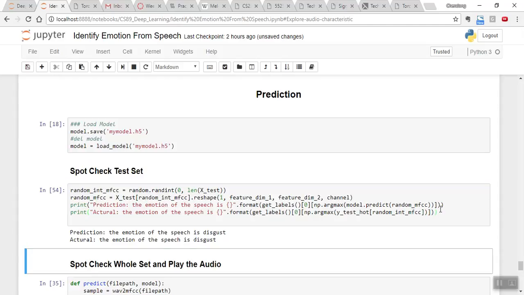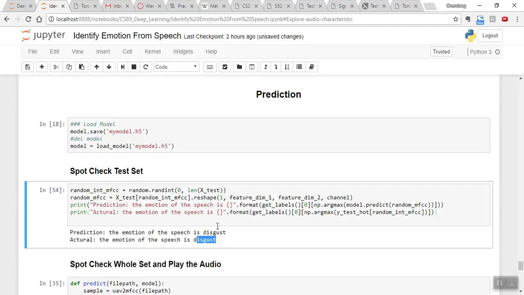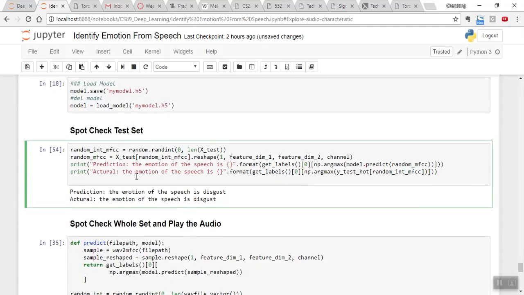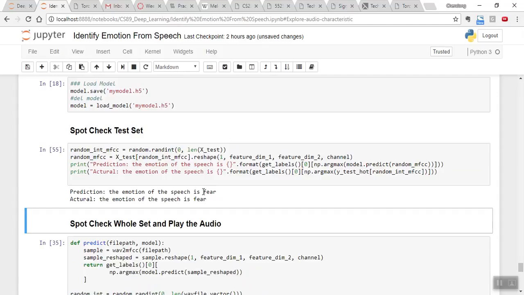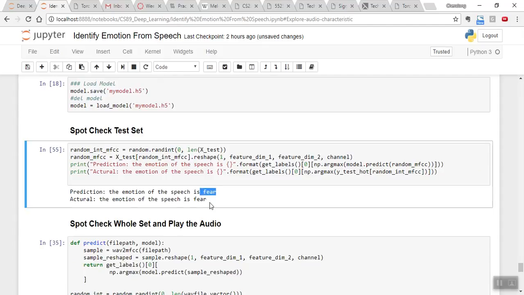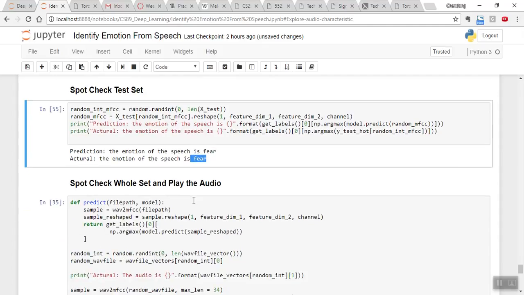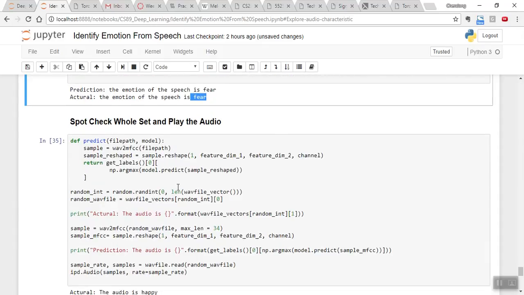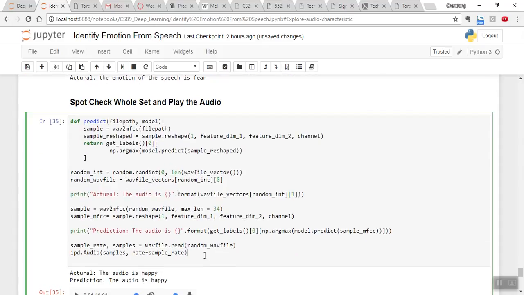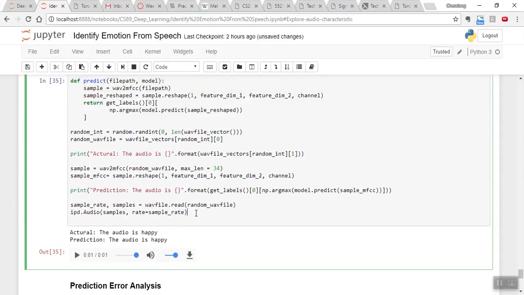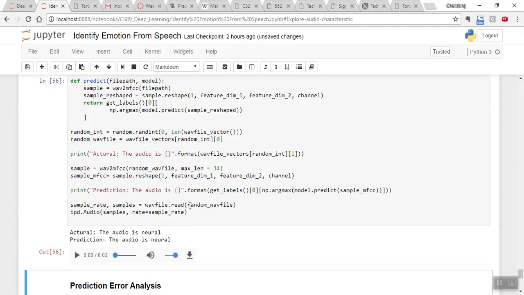Let's test it out. The emotion from the prediction is disgust, and the actual is also disgust. Let's try another one. The emotion is fear, and the actual is fear. What about we play the video and see if it's reasonable as we thought. Again, this is neutral from our prediction, and actually it's also neutral.